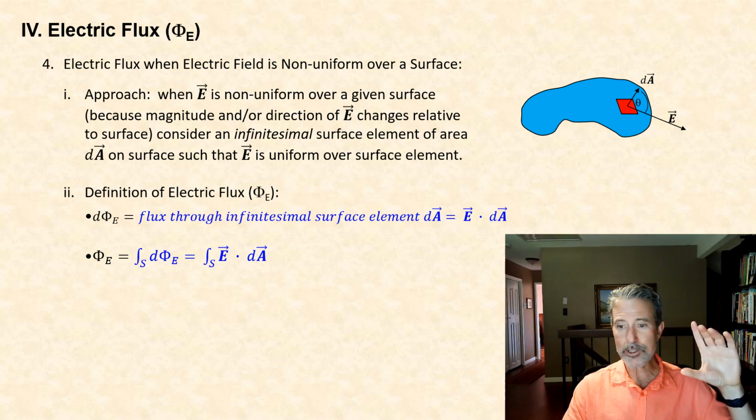But here we can say that the total flux through a surface that can be curved, a surface where the electric field may not be uniform over that surface, can be found by taking the surface integral of the dot product of E and this infinitesimal area element dA.